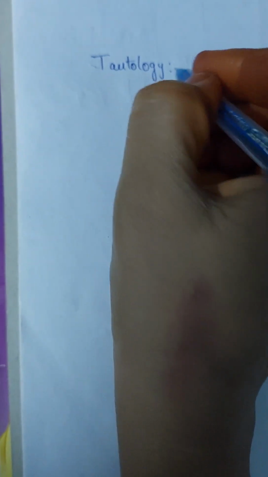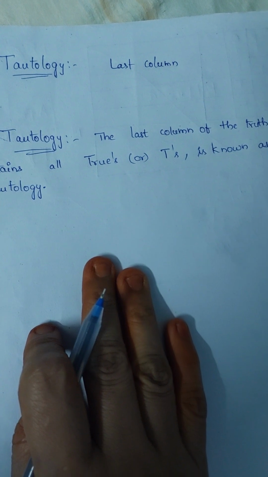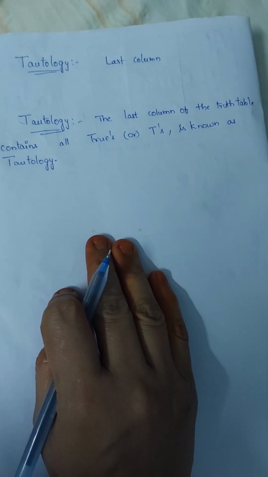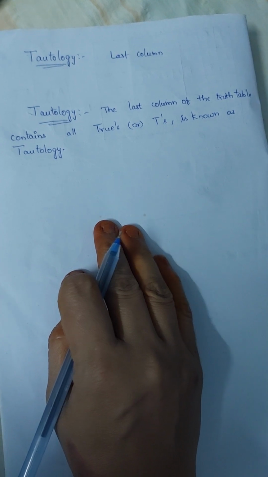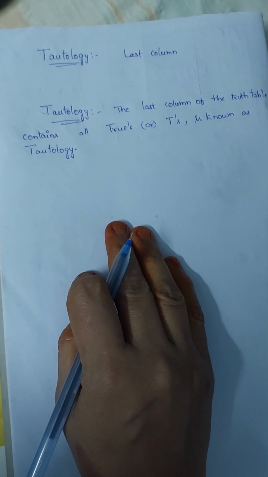So, what is meant by tautology? Tautology is nothing but the last column of the truth table containing all truths. Last column of the truth table contains all truths is known as tautology.